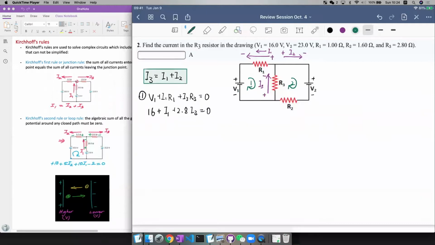Second one, let's simplify it. Not really simplify. Just write the constant to the other side. This is the second equation we have.